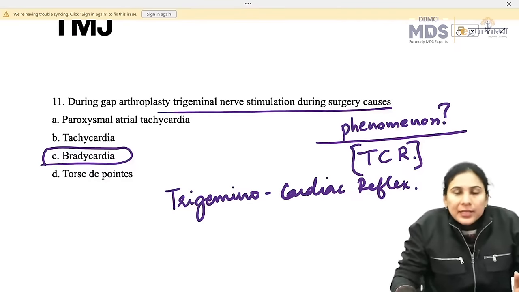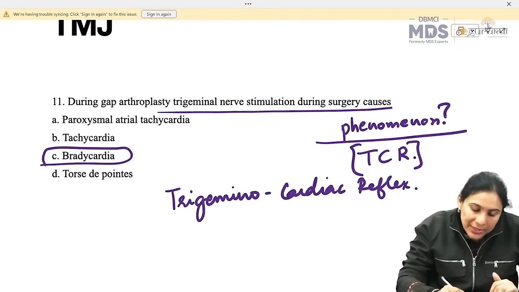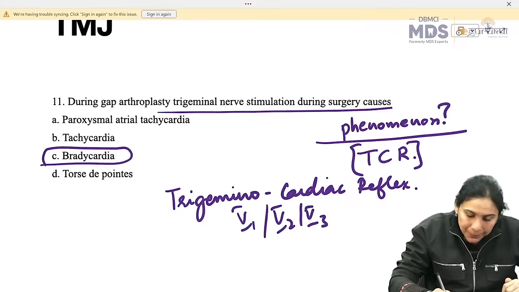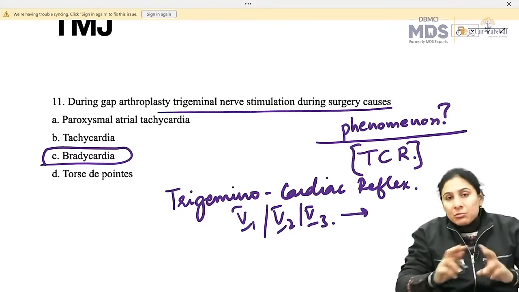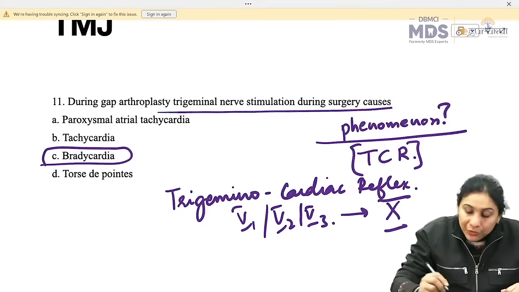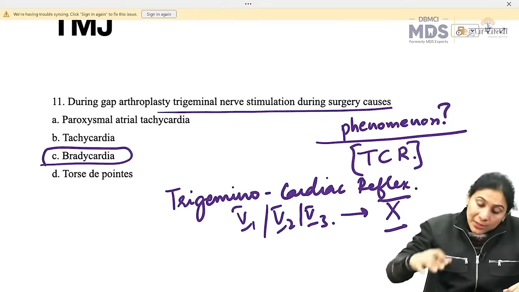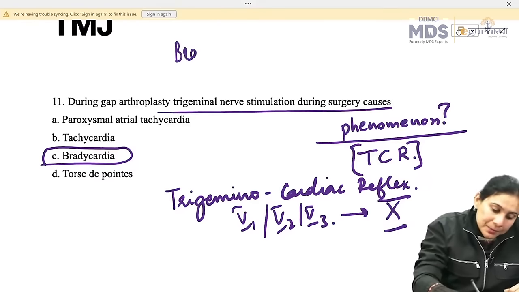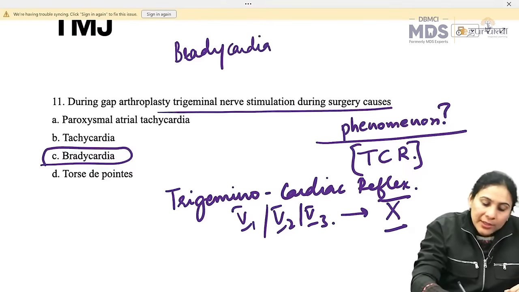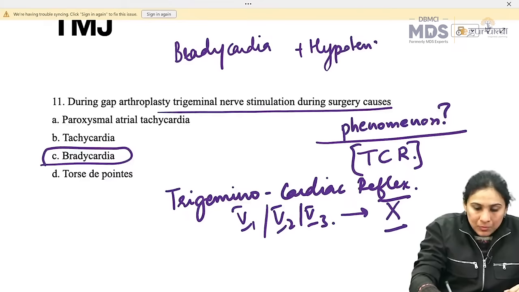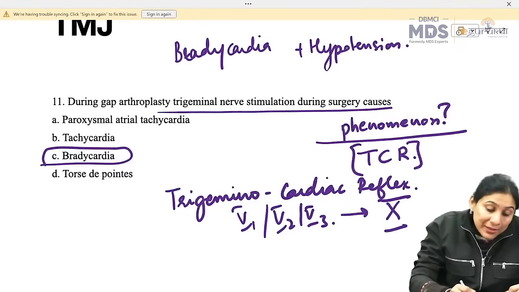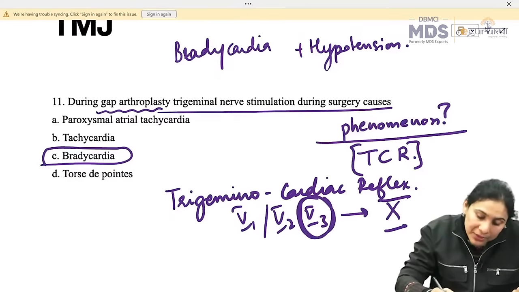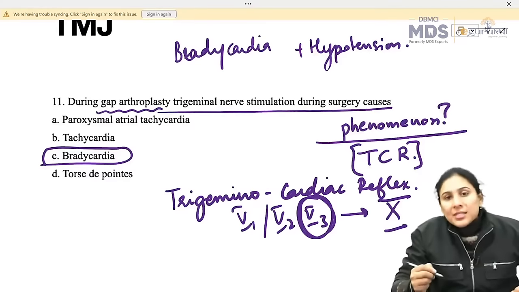Very good. So whenever there is, especially during surgery, stimulation of the V1 or V2 or V3, there can be, because of some cross innervation, stimulation of the vagus nerve. And we all know that vagus effect on the heart is negative chronotropic. So there is bradycardia and there is hypotension. So in gap arthroplasty, you are doing a TMJ ankylosis surgery. So it is mostly mediated by the V3, the mandibular branch of the trigeminal nerve.